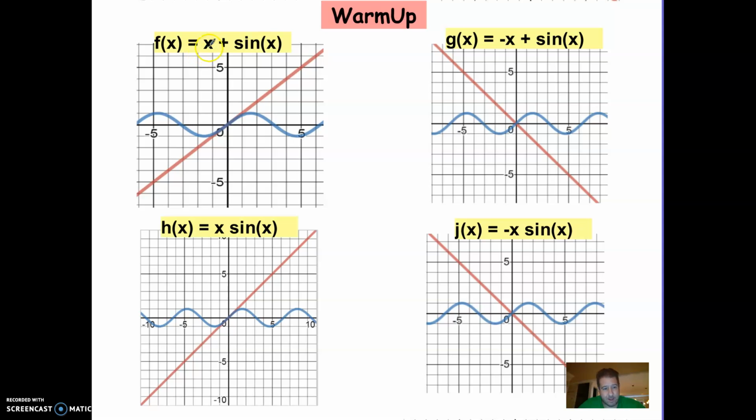The red one is x, which is a linear function, and the blue one is a trigonometric function, which happens to be sine of x in this case. And what we're going to do is add these two together. So what you do is you add those two points together. If you go to an x of 0, both points are right here, and 0 plus 0 is 0. Now if I go to 1, I'm going to add the red plus the blue. So 1 plus almost 1 makes almost 2, which is right there.